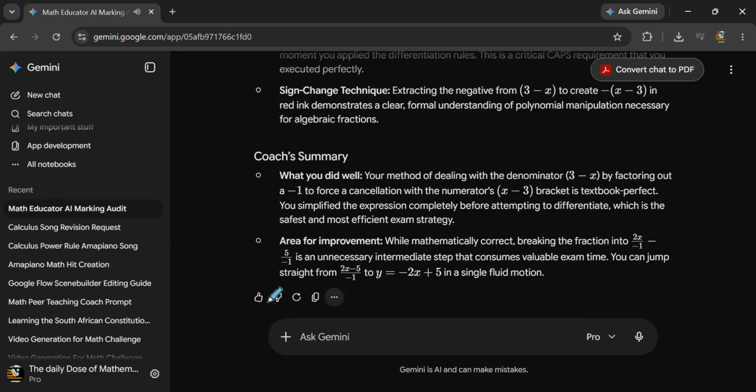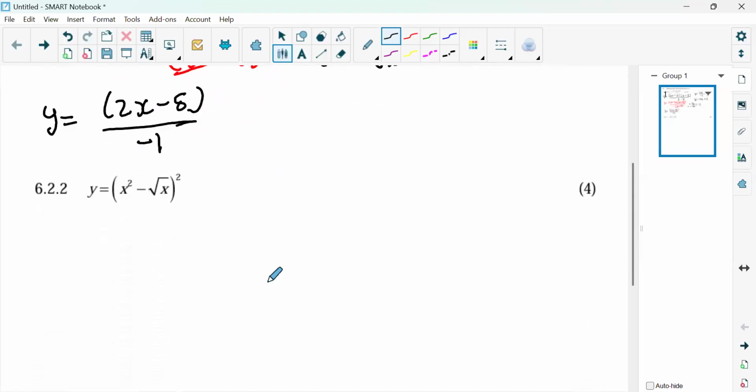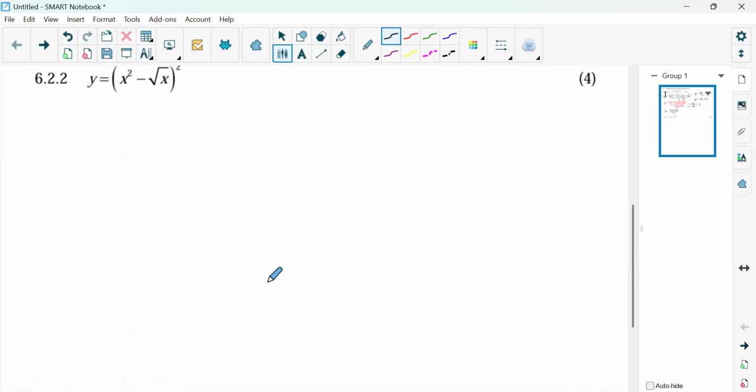Okay, guys, we're going to go to 6.2.2. What does 6.2.2 say? So 6.2.2 says y is equivalent to open bracket x squared minus the square root of x, close bracket, all squared.